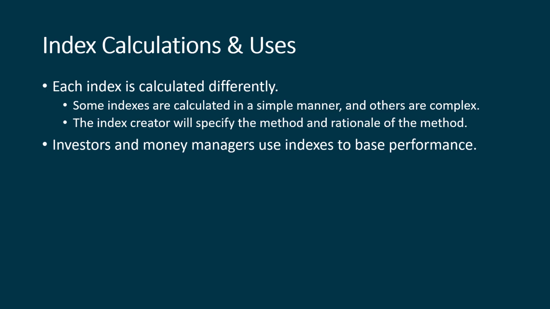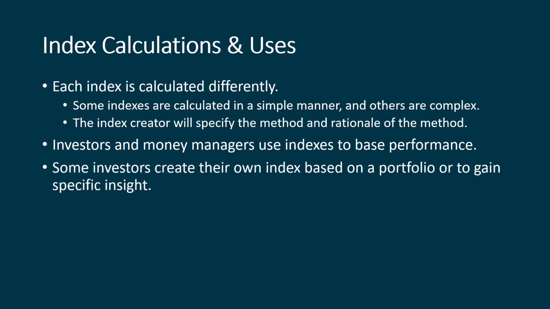Investors and money managers use indexes to base performance. You hear that a lot. A mutual fund or even an ETF will be compared to an index. Did we beat the market? If the S&P 500 had a return of 9%, but a mutual fund or ETF had a return of 12%, it outperformed the market. The inverse is also true. They can underperform the market as well. I have a whole section where I talk about actively managed funds and actively managed ETFs versus index mutual funds and ETFs. Which one is better?